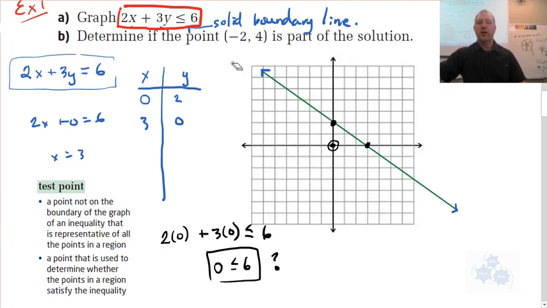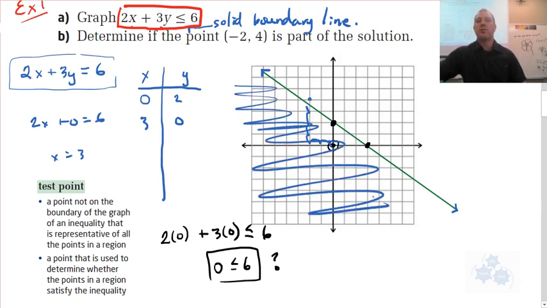So where is the point -2, 4? Well, if we drew this line carefully, I could see -1, -2, and then up 1, 2, 3, 4. Look at that, it's just above the line. And the solution region, remember, was below the line. So is this point part of the solution? The answer is no, it's not. A big no there. And again, we could use a test point and find out on our own.